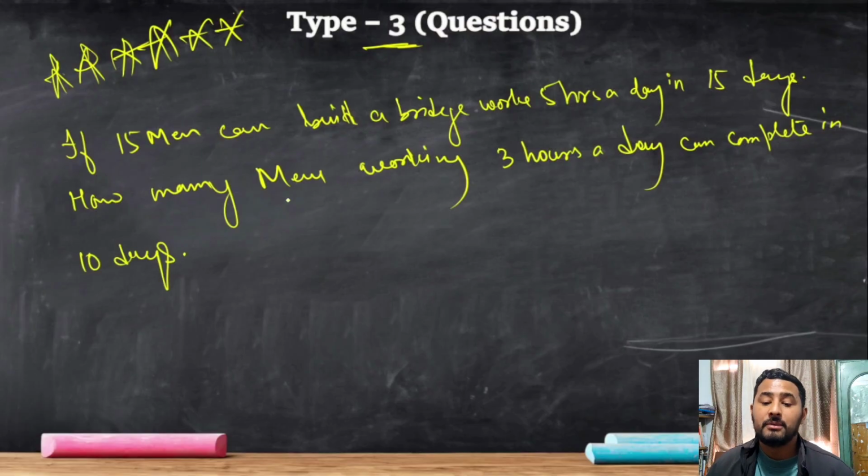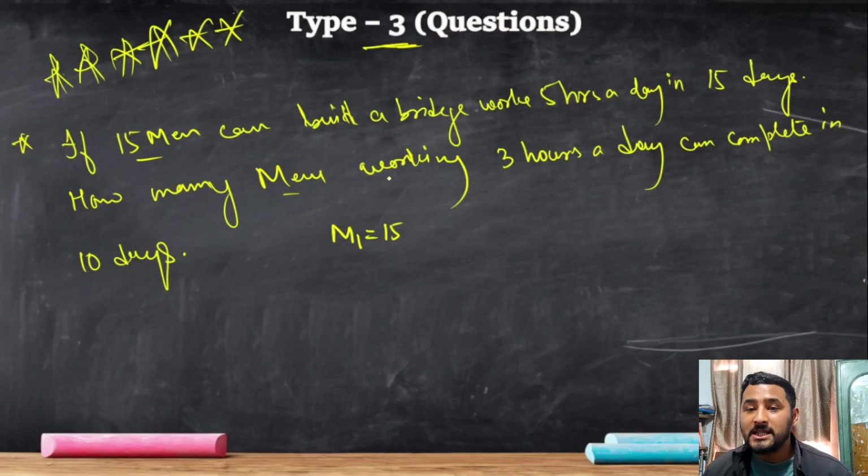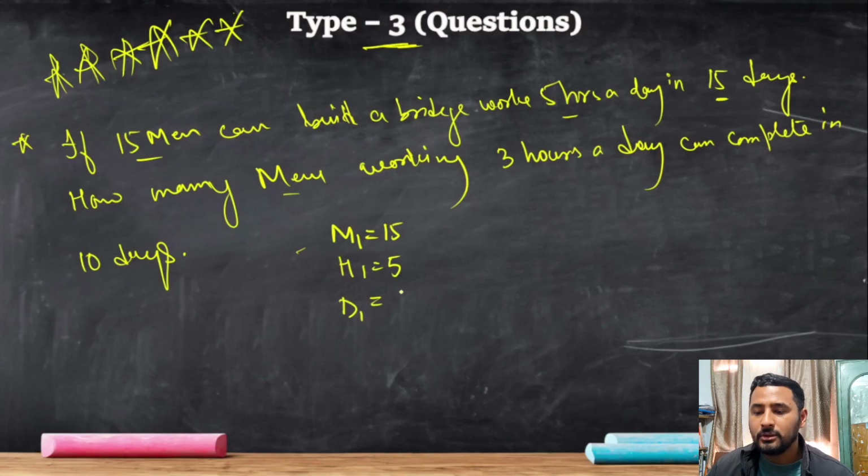Now you should remember how many men are needed to complete the same work. It is talking about the same bridge, so you should mark it as important. How should you do it? First of all, in this type of question, you should know what the given things are. Suppose in this case 15 men, so you should write M1 is equal to 15. Then you should remember how many hours and how many days. H1 is 5 hours, and T is equal to 15 days.